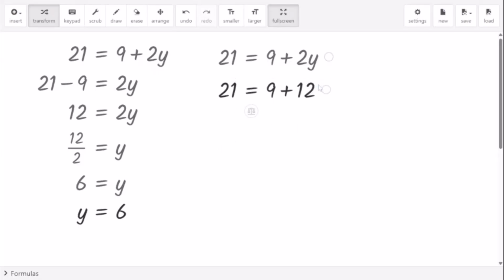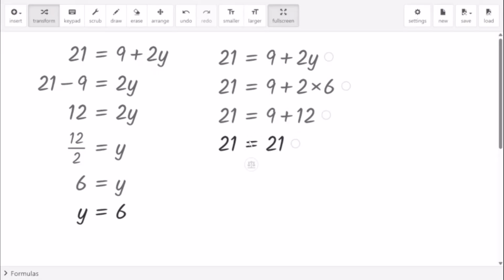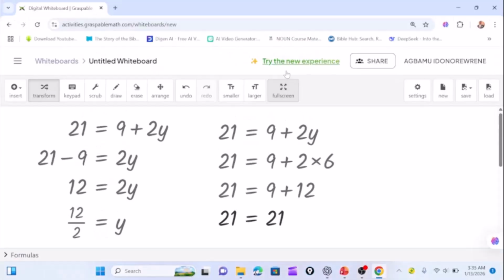2 times 6 is 12. 9 plus 12 is 21. See, both sides of the equation are correct. So this is how you do your Graspable Math. In case you want to practice, try and do it at home. You will see that simple equation is a very simple topic in mathematics. So that is all for the class. All right, let's exit full screen and go and finish our lesson.